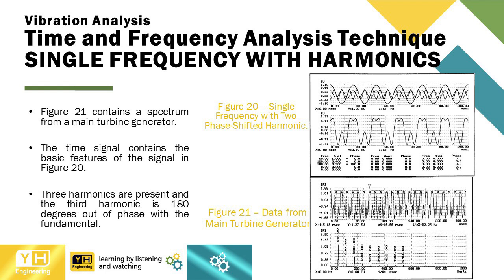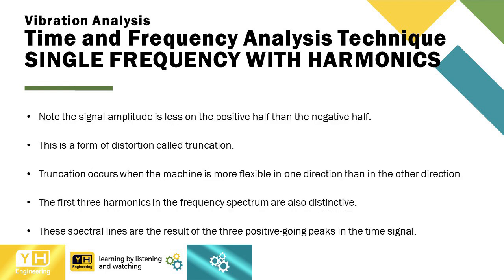Figure 21 contains a spectrum from a main turbine generator. The time signal contains the basic features of the signal in Figure 20. Three harmonics are present and the third harmonic is 180 degrees out of phase with the fundamental. Note the signal amplitude is less on the positive half than the negative half. This is a form of distortion called truncation. Truncation occurs when the machine is more flexible in one direction than in the other direction.